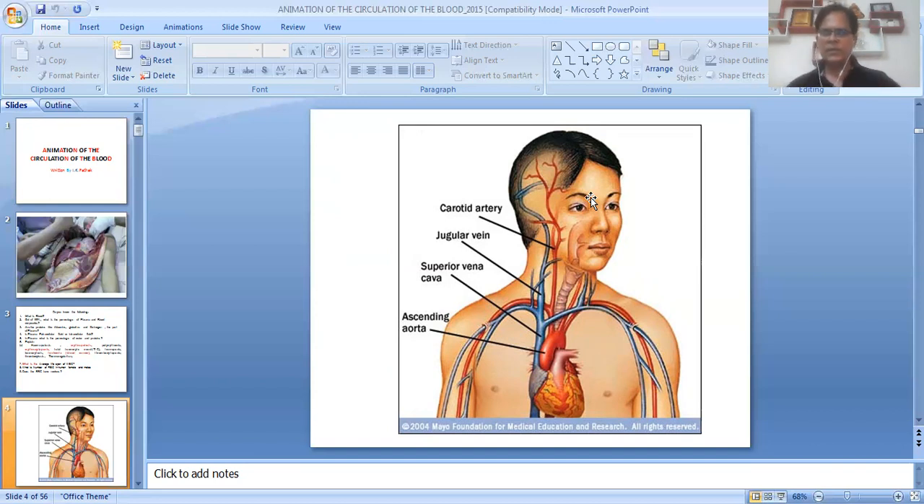So, my dear friends, here first you could see the heart is there. From the heart, one is called the superior vena cava. You must have heard superior vena cava, inferior vena cava, right? Actually, vena cava is the largest vein. That vein carries the impure blood to the heart. So the superior vena cava carries the impure blood from the upper part of the body to the heart.